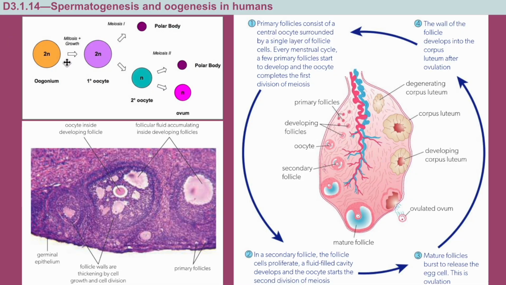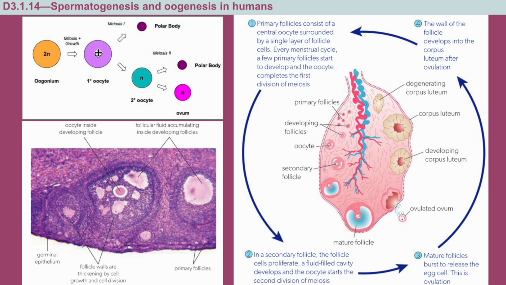Now, note the difference. While we have mitosis and growth at the beginning of oogenesis, those 2 divisions of meiosis, instead of producing 4 haploid gametes, only produce 1. Because after each division of meiosis, you'll see here this primary oocyte is going to split and have 1 secondary oocyte produced, but then also a polar body, which just breaks down.